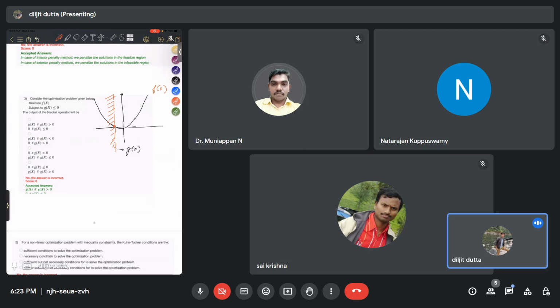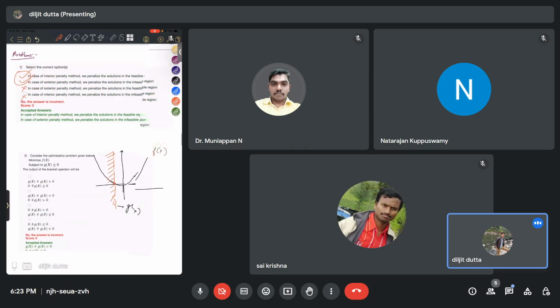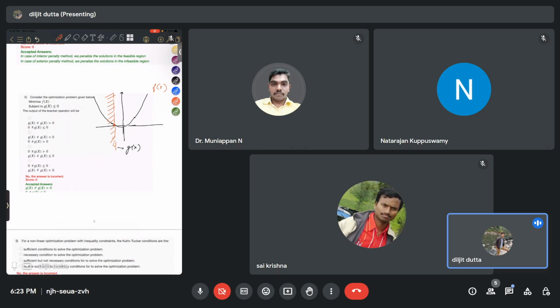So what do we do? How do we write the operation? The total composite function will be f of x plus r into bracket of g of x. This is the composite function. Now we have to write the bracket operator. So how do we write the bracket operator?